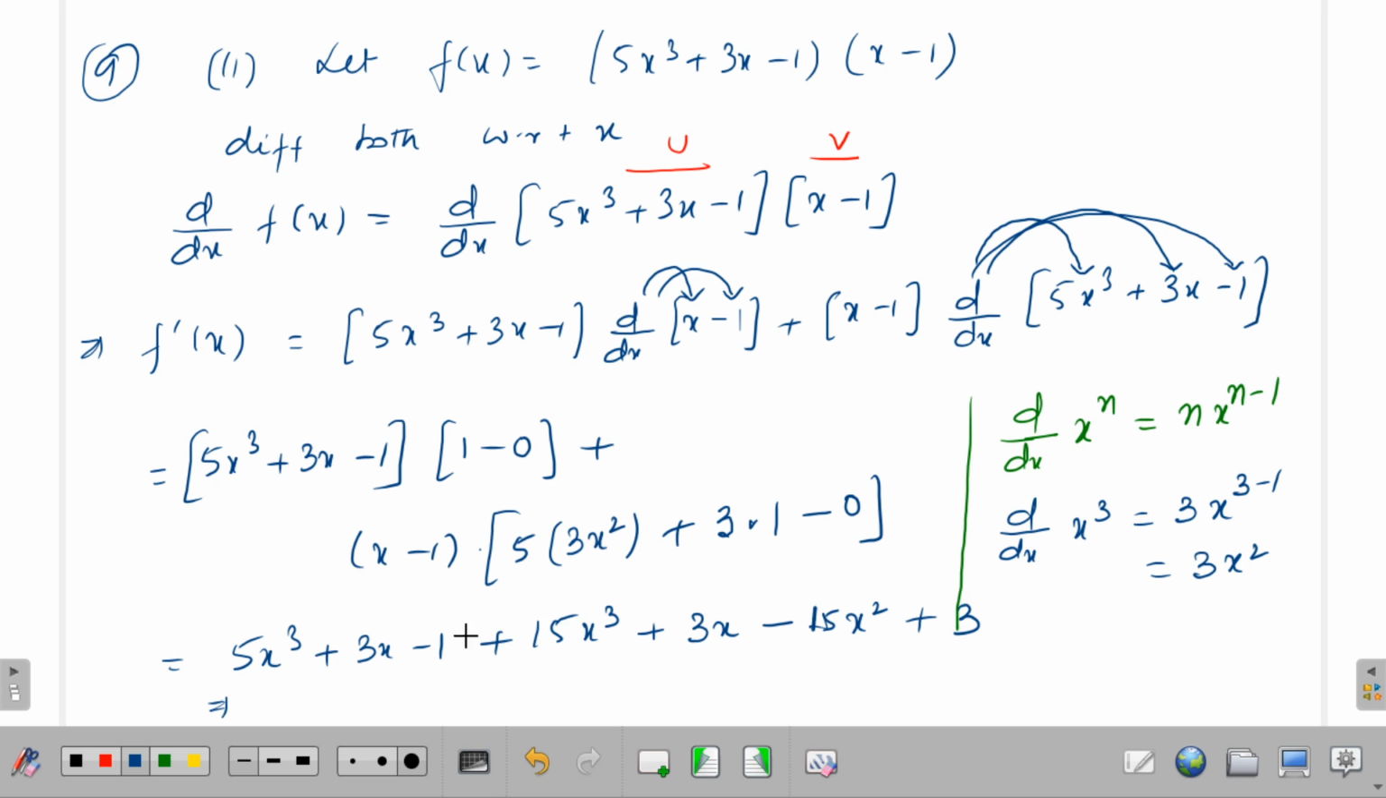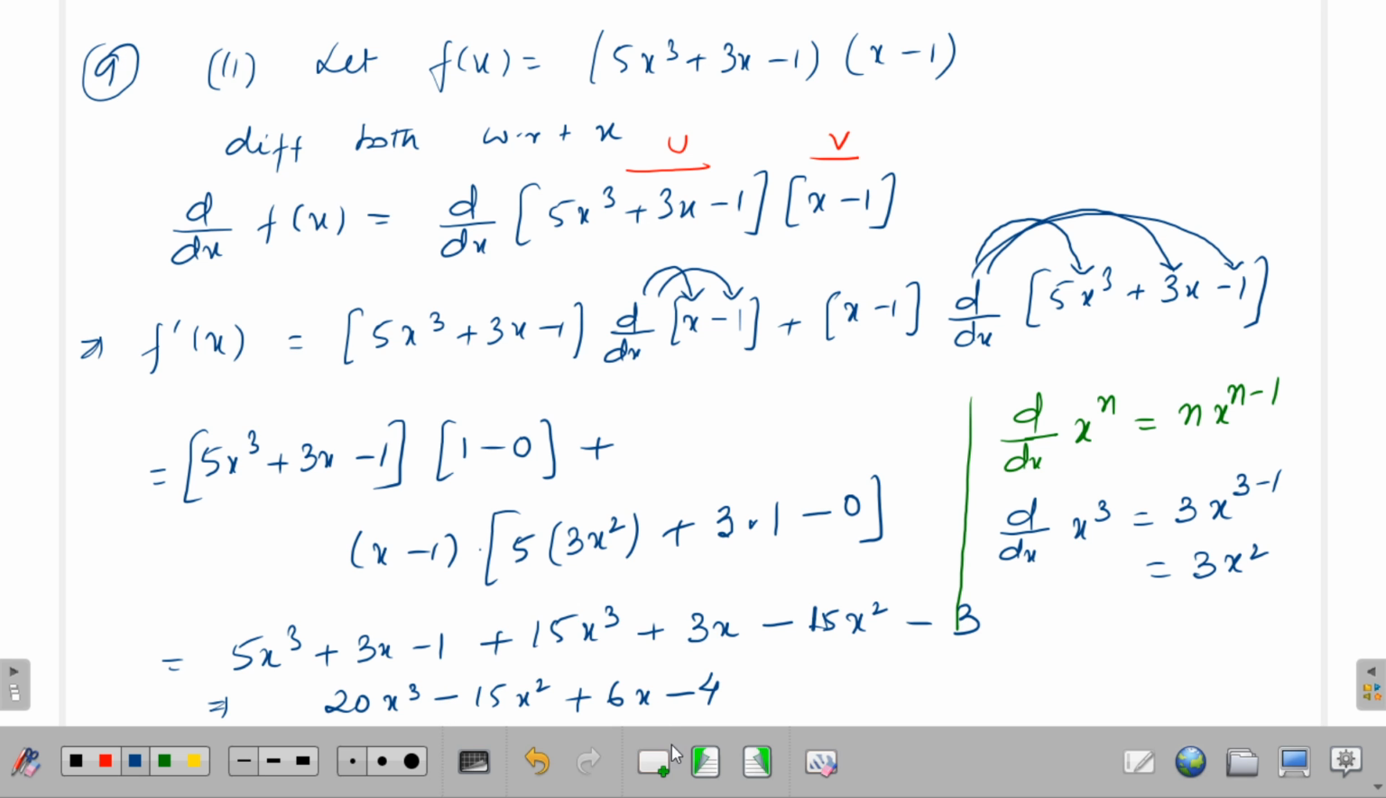So if I do that, I will be getting the answer 20x cubed minus 15x squared plus 6x and then minus 4. Yeah, that will be your answer. And what did I do wrong? That should be minus. Okay, so that's all about your question number 9.2.